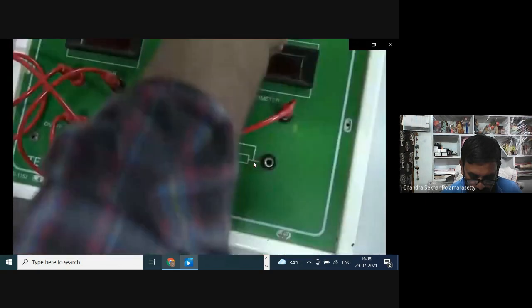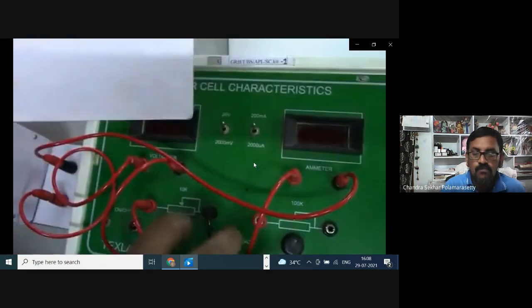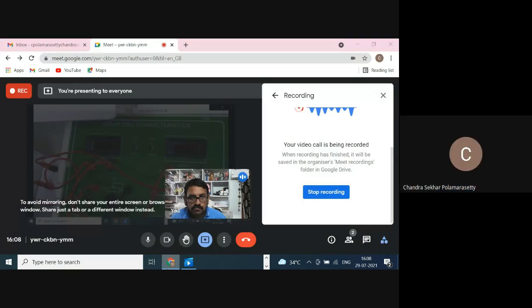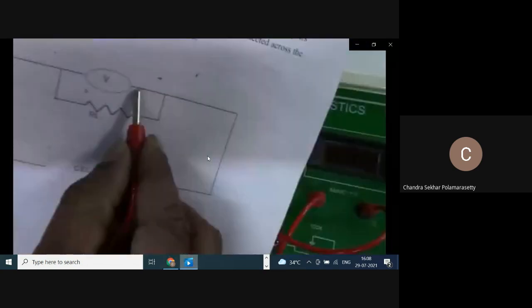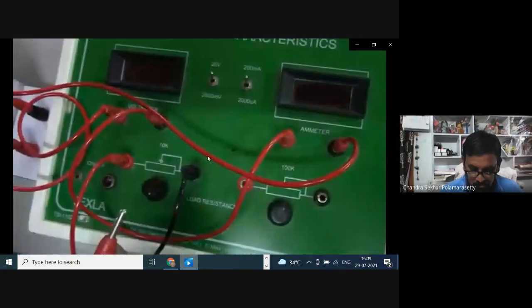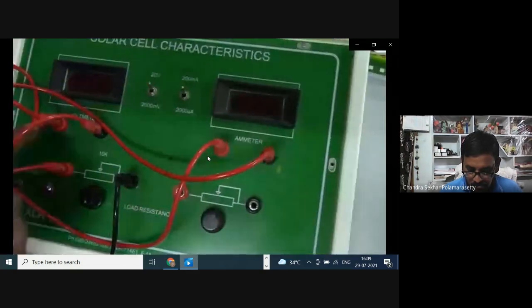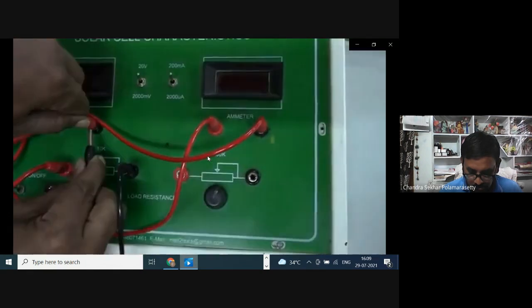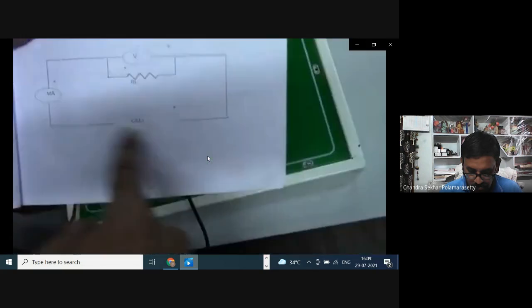Where is the actual solar cell positive terminal? This is the solar cell positive terminal. So the connection is from the solar cell positive terminal to the voltmeter positive terminal. Connect the other end of this wire to the voltmeter positive terminal. So here you can see, students, cell positive to voltmeter positive. I connected the wire.